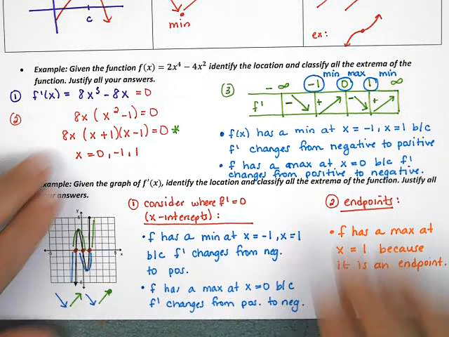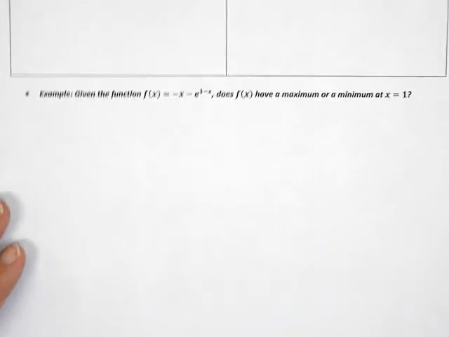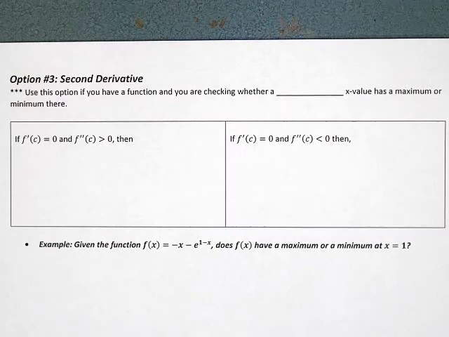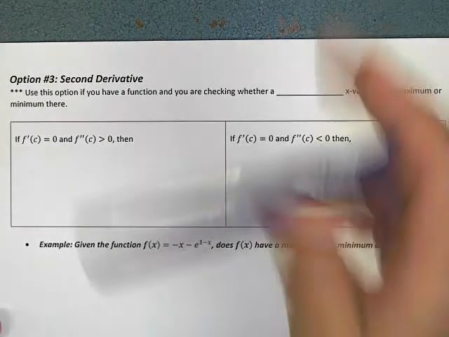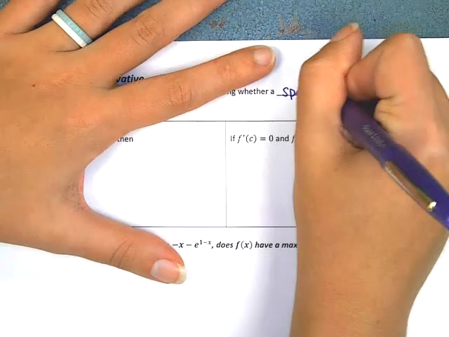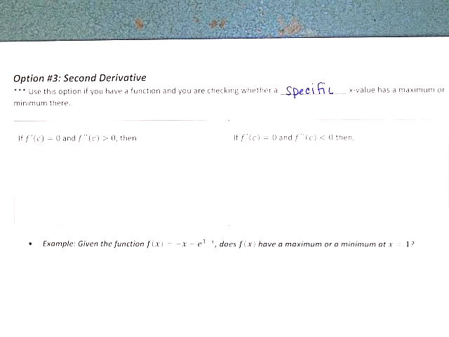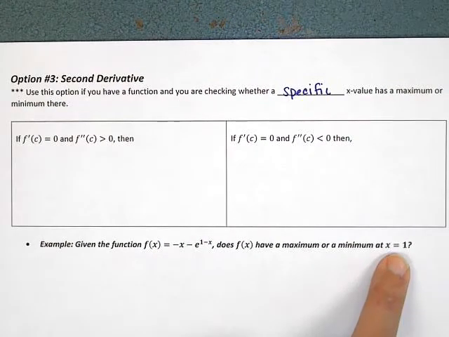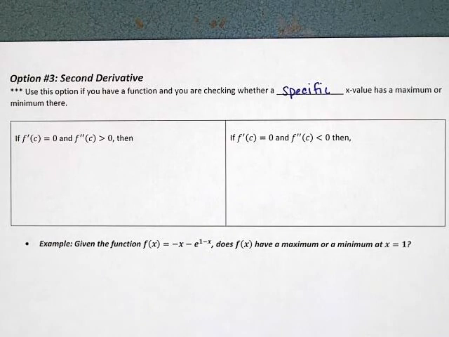Okay, now you'll notice that there is a third option. The third option is to use the second derivative. You only use this option if you have a function and you are checking whether a specific x value has a max or a min. So for example, it might say, if you have this function, do you have a max or a min at x equals 1? It's not saying in general, it's saying at this specific number. So here's what it means.